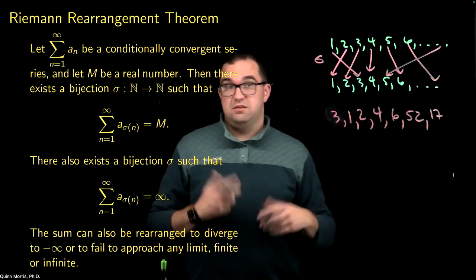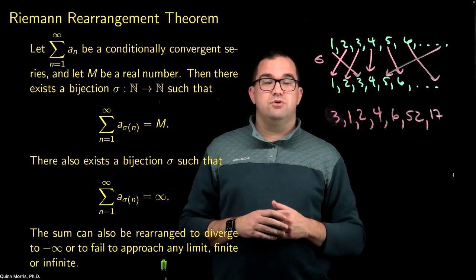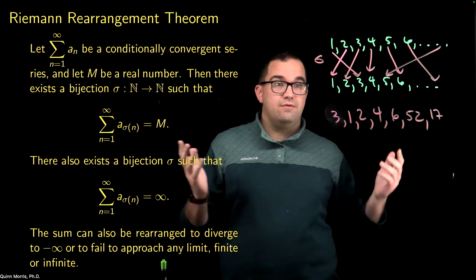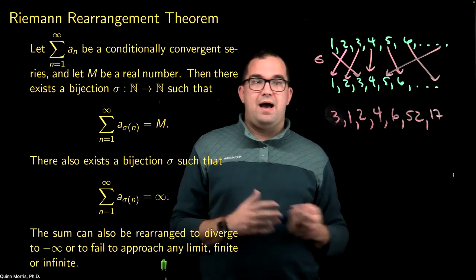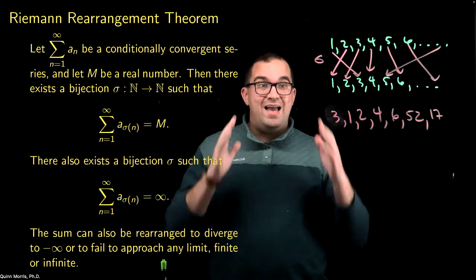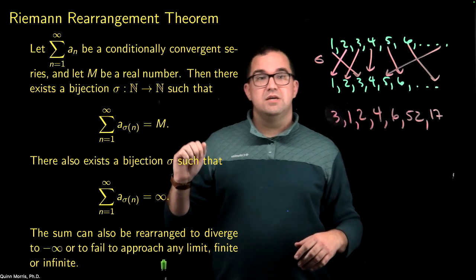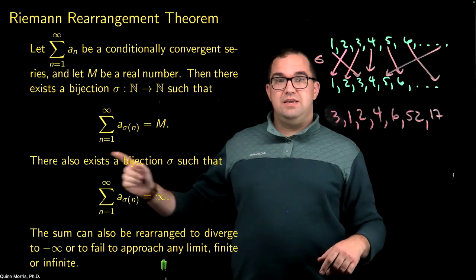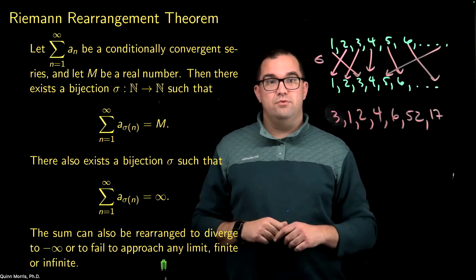But what this is saying is there's some rearrangement that gives you a value of pi, and there's another rearrangement that gives you a value of 43, and there's another rearrangement that gives you negative pi to the 100th power divided by 17. For every real number, there is a rearrangement of the terms of your series such that the sum of those rearranged terms gives you that real number.